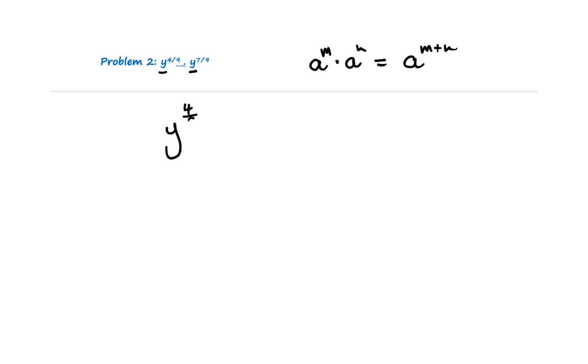So 4 over 9 plus 7 over 9. Adding fractions, they already have the same denominator. I keep the denominator and add the numerators. So 4 plus 7, that's 11. And I'm pretty much done. So you need to remember the formulas and you need to remember the properties. So far we did same base multiplication and same base division.